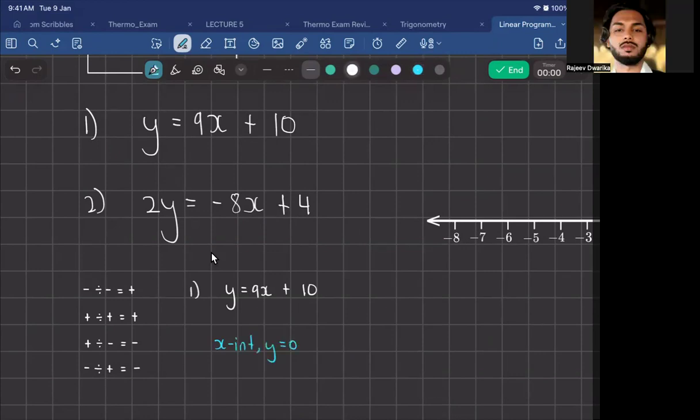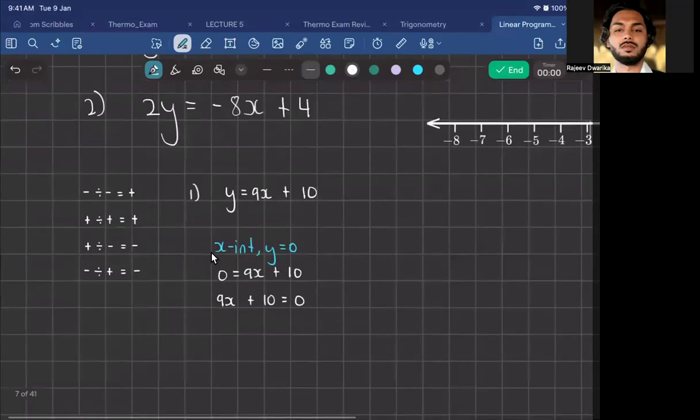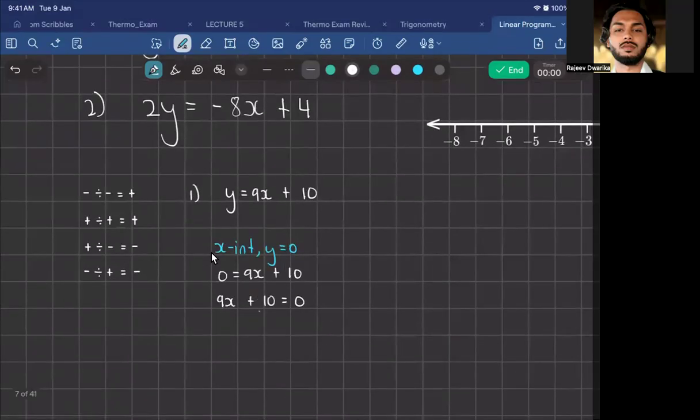So I'm going to do a substitution now. Anywhere I see y, it is equal to 0. So I'll say 0 is equal to 9x plus 10. Then I will switch around to get x on the left-hand side. So I'll write 9x plus 10 is equal to 0. And then I'll minus 10 on both sides to cancel off the 10. So I'll end up with 9x is equal to minus 10.